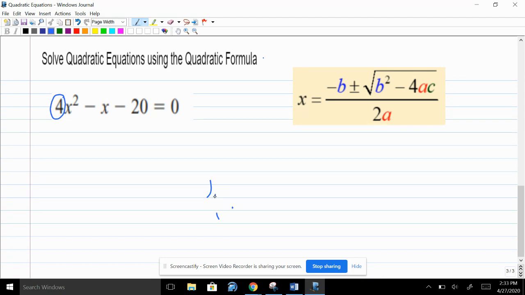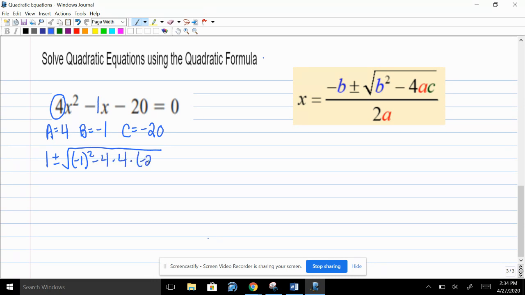So if I get started here, A is equal to 4. B is equal to, there's an invisible 1 in there, so I got a -1 for my B value, and my C is -20. Okay, so if I start plugging in here, the opposite of B in front, B is a -1, so I'm going to put in a +1, plus or minus the square root of B squared, -1 squared, minus 4 times A, which is now 4, times C, which is -20, all over, big fraction bar, 2A, 2 times 4.